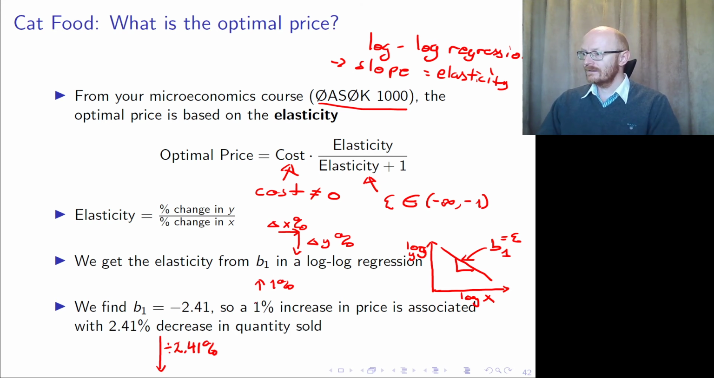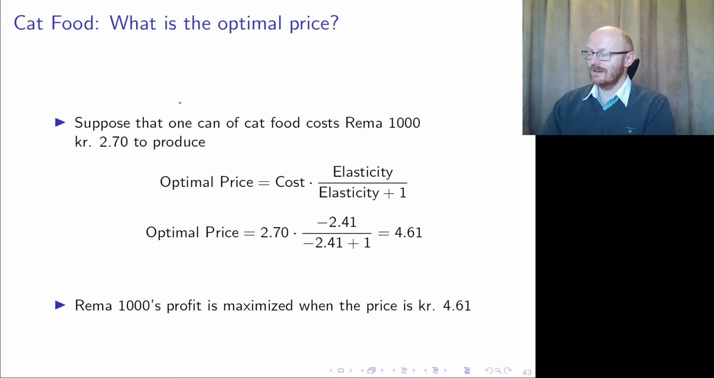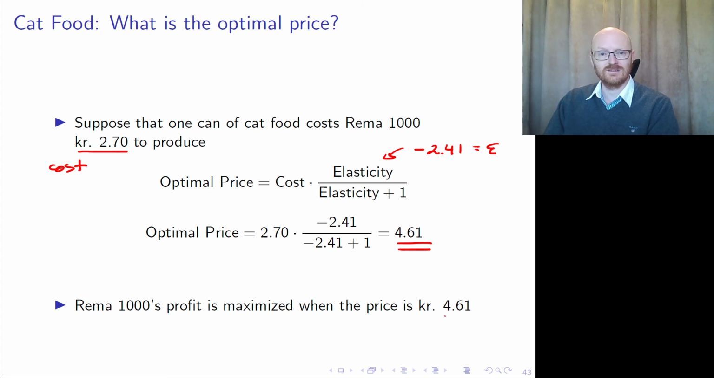And if we make an example here, that we have a store that sells cat food, and the cost is 2.7, and we have the elasticity, which is negative 2.41, we can just plug in the numbers, and we get the optimal price of 4.61, which means that the store's profit is maximized when the price is 4.61.